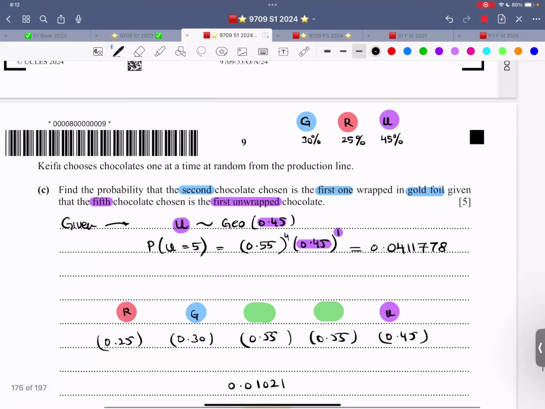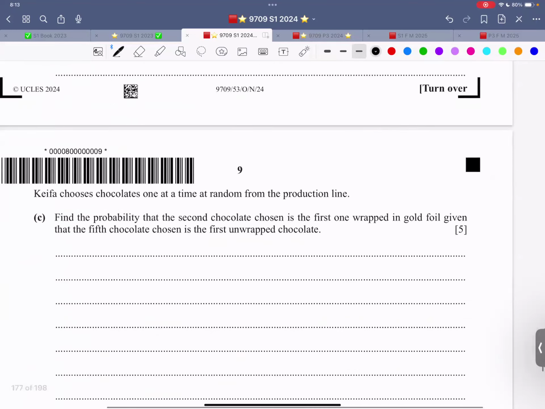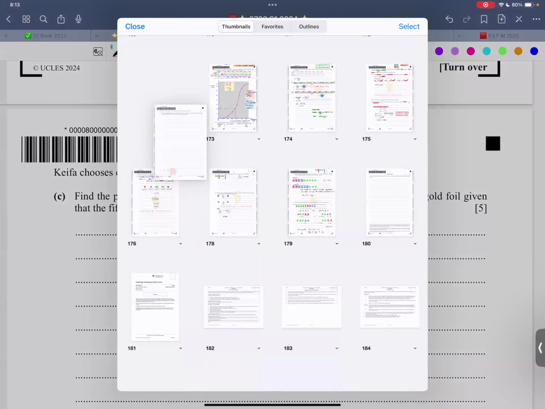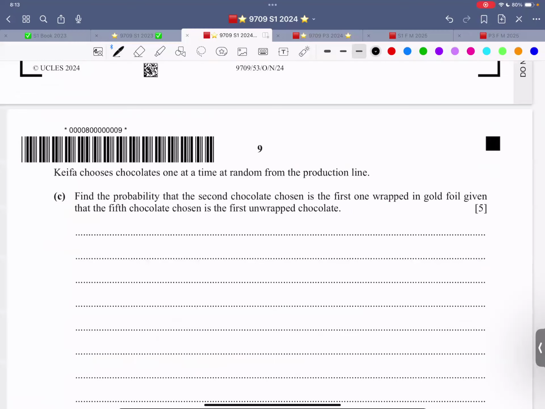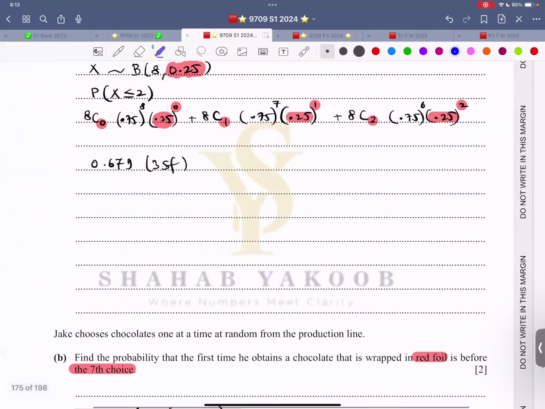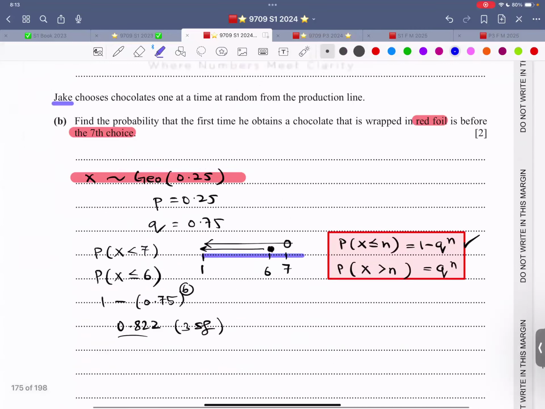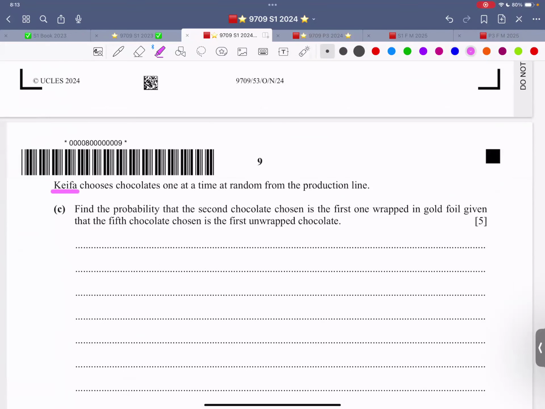So on the next page, let me first add a page over here because now this is the first tough question that came this way. And let me just change the order first thing. So now this is like this. Okay. So now it says this person, Kifa. So who are the people before? First, there was Indigo. Then there was this person, Jake. And now the third person, that is Kifa. Kifa chooses chocolates one at a time at random from the production line.